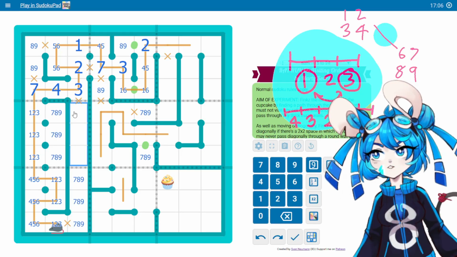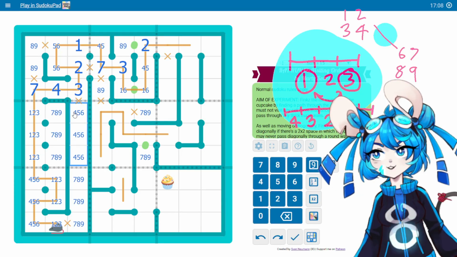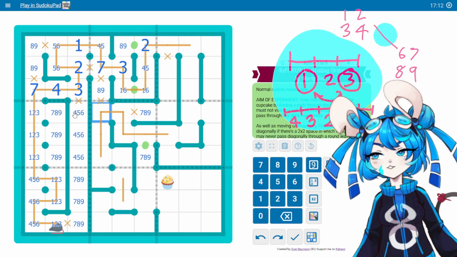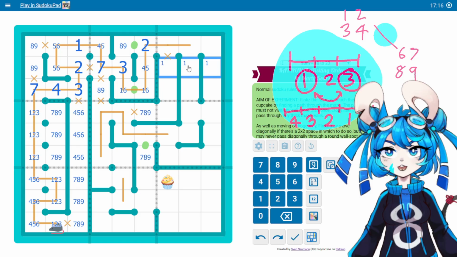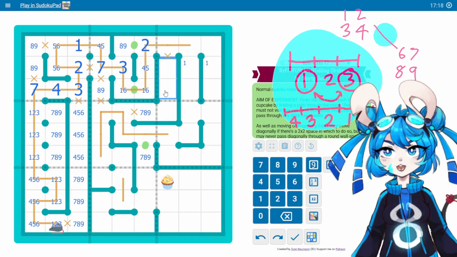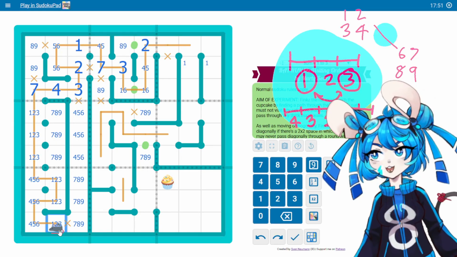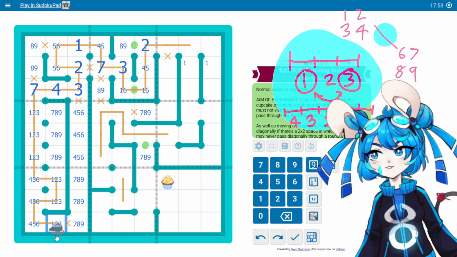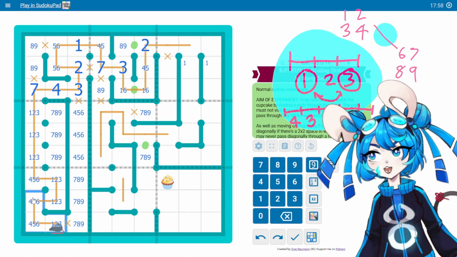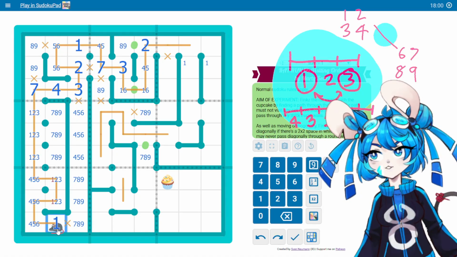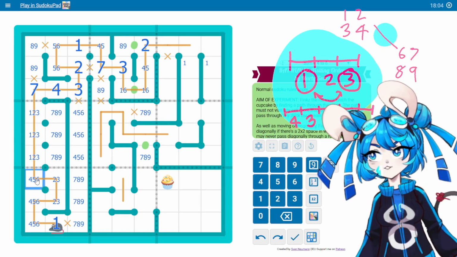So these are 7, 8, 9, and these are 4, 5, and 6. Okay, so we do know that there has to be a 1 here. There can't be a 1 here because the line doesn't visit it. Oh, wait a second. Down here. So this indicates that the 1 is in one of the first 3 positions, but it can only be in the first position. And the same for the 6 here.